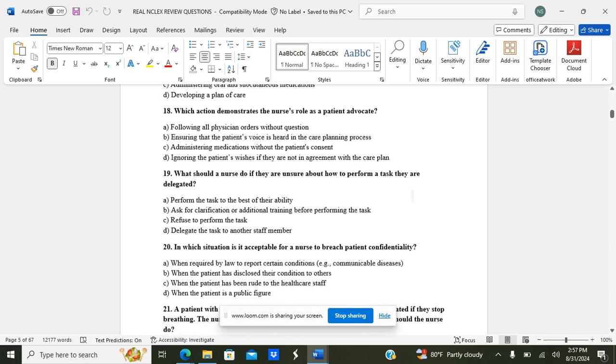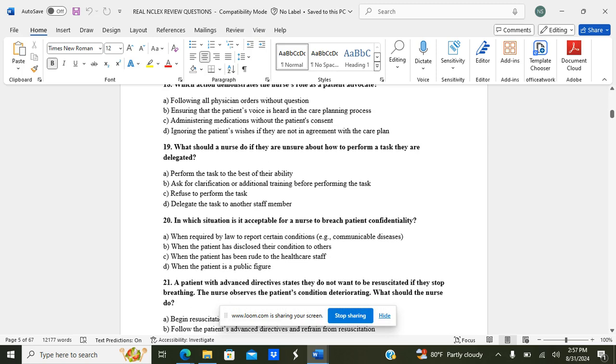19. Let's see. What should a nurse do if they are unsure about how to perform a task they are delegated? If you're not sure as nurses what to do, what can you do? For example, they give you a task to do, but you don't know. So let's see. Choice A, perform the task to the best of their ability. No, you cannot guess the task. You can kill the patient if you do that. No, make sure. B, ask for clarification or additional training before performing the task.